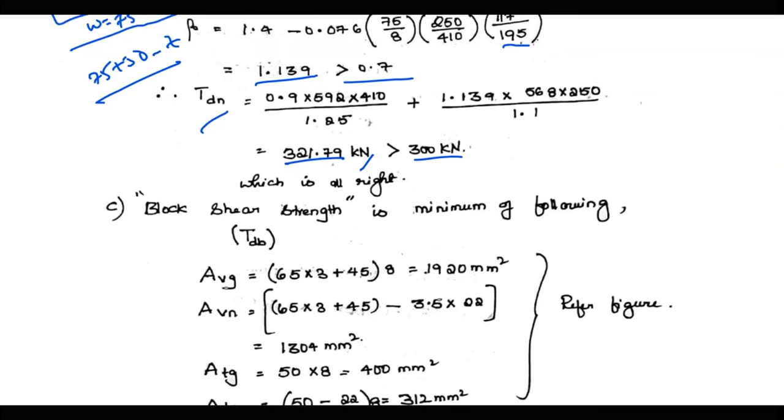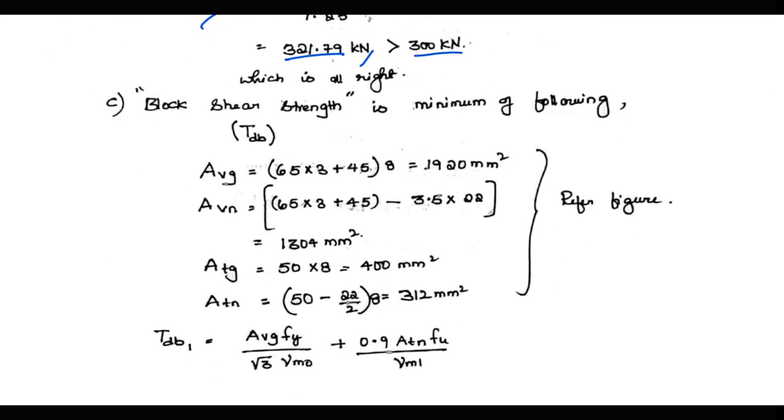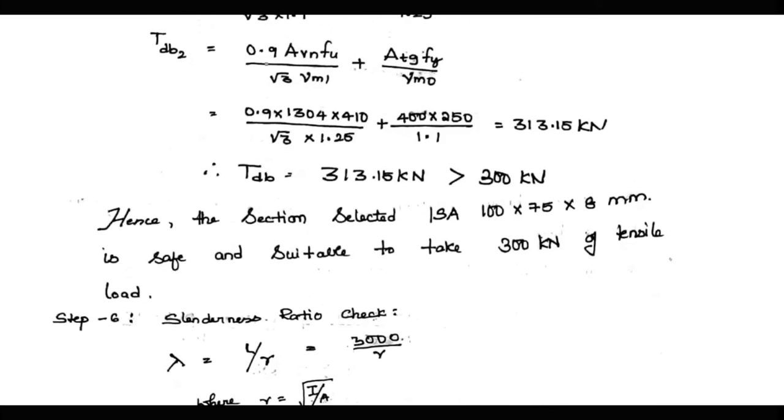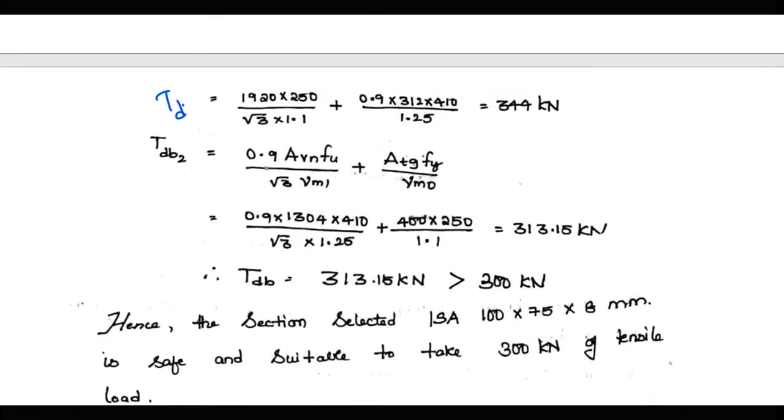Now block shear. We have two values, Tdb1 and Tdb2. And these expressions are also taken from the code book IS 800 as we saw in the earlier problems. And of course I told you how to calculate Avg, Avn, Atg and Atn here. On substituting these values, we are going to get Tdb1 and Tdb2. Tdb1 is 344, Tdb2 is 313. The least of these two values is taken to be the Tdb value.